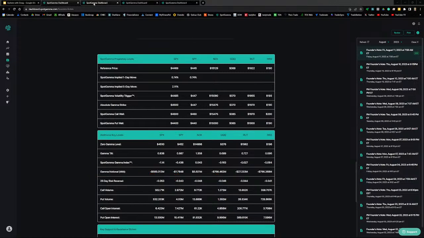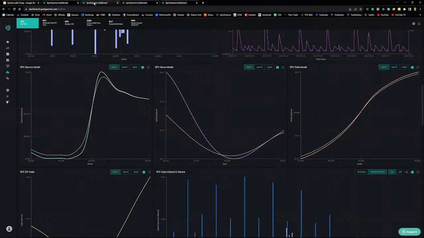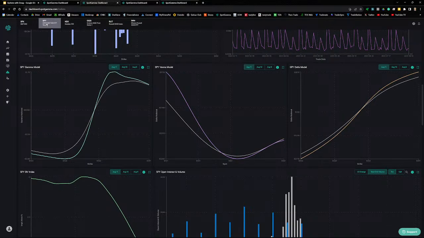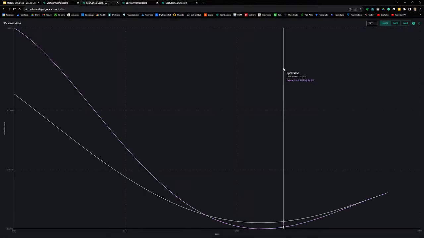All right, so let's take a look at an illustration of that. So here's the Vanna model. I looked at QQQ yesterday, and we'll look at SPY today. So again, gamma notional for SPY today was almost 1.8 billion negative. All right, SPY at the low of the day was right around 443, so pretty firmly in the negative gamma portion of this Vanna model.